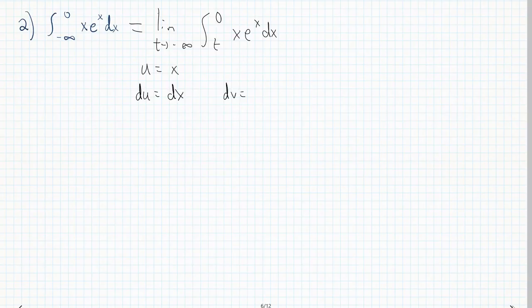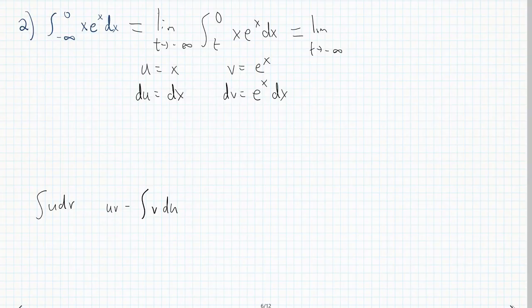So du equals dx, and dv equals e to the x dx. And then the antiderivative of e to the x is just e to the x. So we're in good shape there. Alright, so keeping all that in mind, what do we have? Well, this becomes the limit as t approaches negative infinity. Then it goes uv minus v du, and then what you start with is u dv.